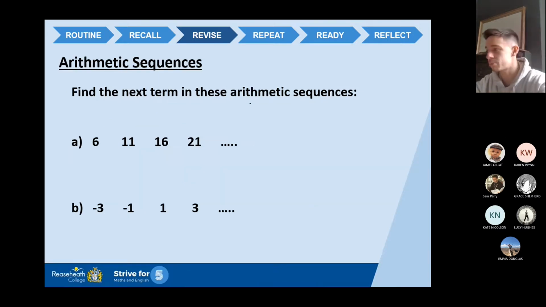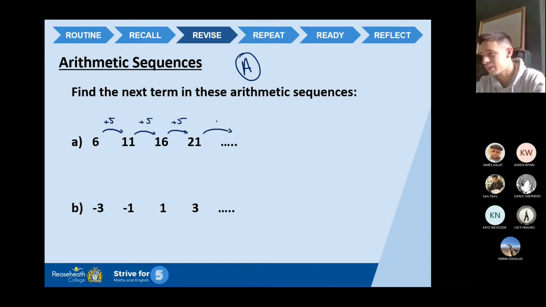Now, we've got arithmetic here. Arithmetic, okay? The gaps between the numbers are the same. So you're either adding or subtracting the same amount each time. So hopefully you can see here, 6 to 11, we're adding 5. 11 to 16, we're adding 5. Yeah, each time we're adding 5. So what do we do to the last number here? We add 5, so we'll have an answer of 26. The gap is consistent. It's the same.